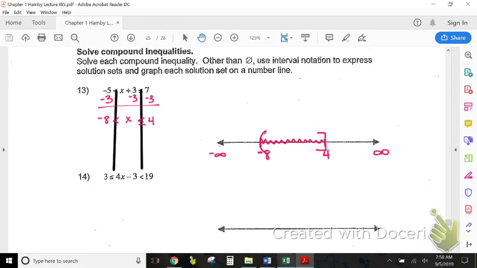And so we could write our solution in interval notation. Negative 8 with a parenthesis to 4 with a bracket. And then set builder notation would just be x such that, and our answer there, so negative 8 is less than x less than or equal to 4.